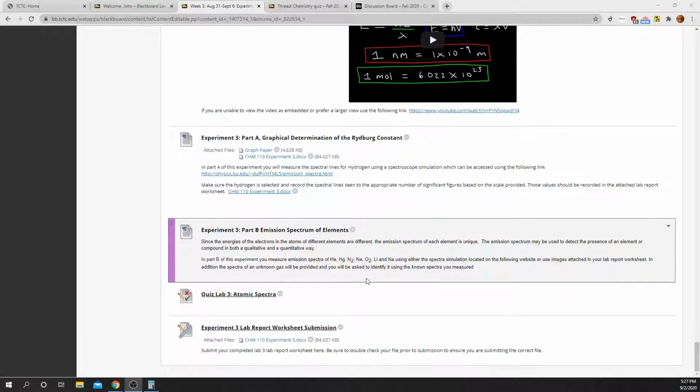Those energy levels change from element to element because they have different numbers of protons. So the electrons fit around the atom in slightly different ways. Therefore, the colors will change. The arrangement of the lines will change from element to element. Therefore, the emission spectrum of each element is going to be unique. You can use it as a fingerprint.